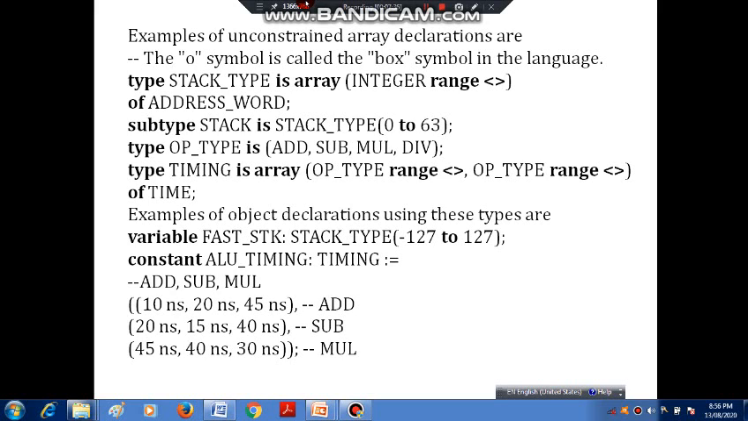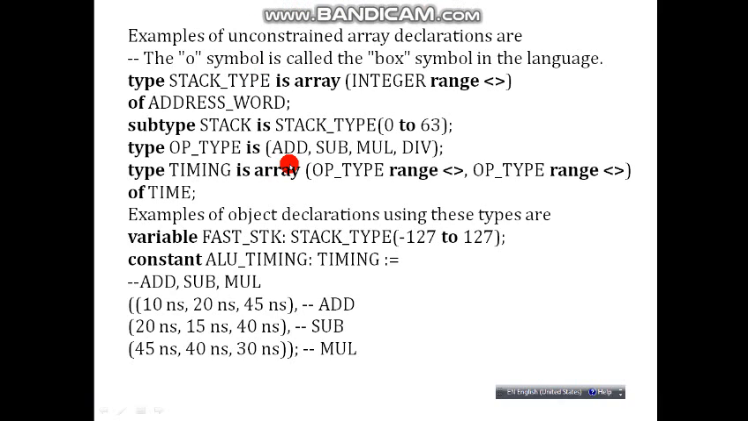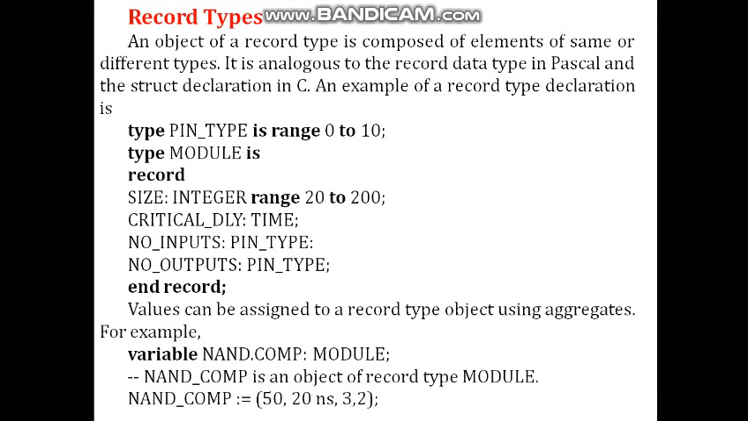Another type of composite type is the record type. An object of a record type is composed of elements of the same or different types. It is analogous to a record data type in Pascal and a struct declaration in C. For example, the record type declaration: type PIN_TYPE is range 0 to 10. Type model is record size of integer range 20 to 200, critical_DLY of type time, no_inputs of PIN_TYPE, no_outputs of PIN_TYPE, end record.